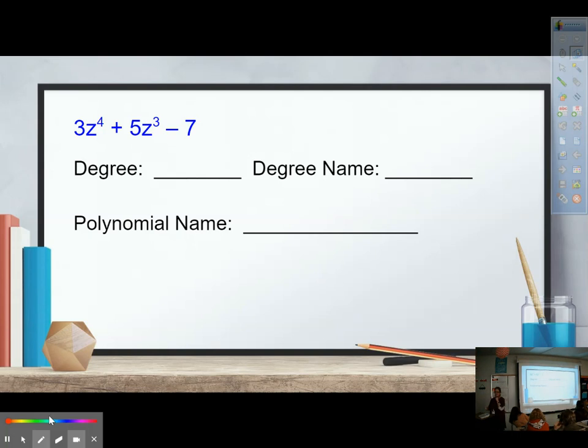Okay, 3z to the 4th power plus 5z to the 3rd power minus 7. So before I do anything, I want to make sure that there's no like terms that I can combine. All of them have exponents of a different number, so there's no like terms. Okay. So for the degree, you want to look for the biggest exponent. And my biggest exponent is 4. So this is a degree of 4.